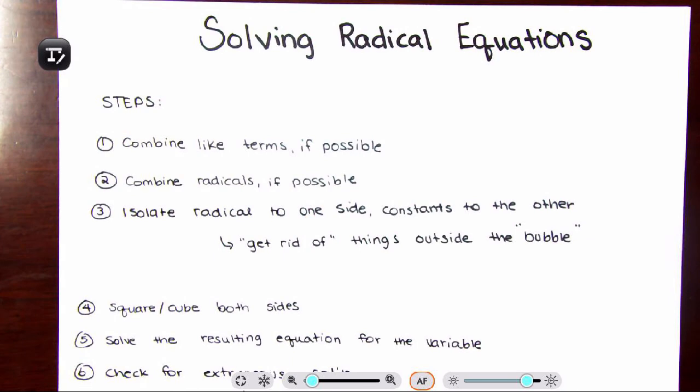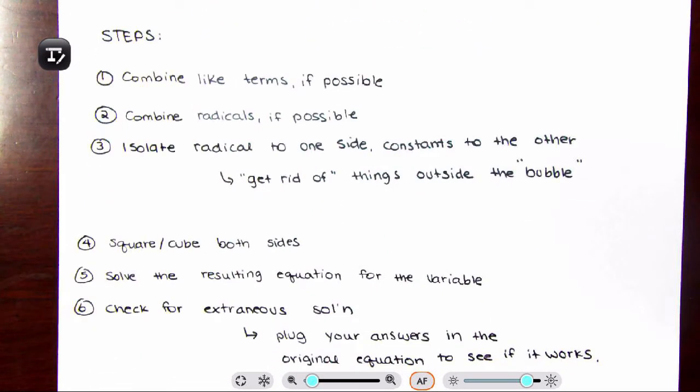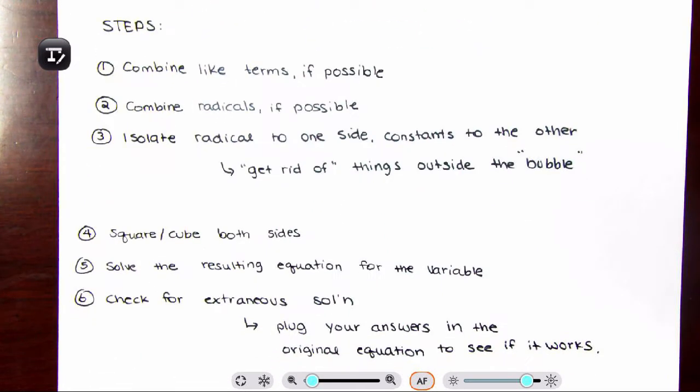So we're going to start off with some steps. Now, these steps, again, as I always say in my videos, are not set in stone. We're going to maybe change them as we do some examples, add to them, remove some stuff. But this is what I've come up with in the beginning. So the first thing you're going to do is combine like terms. So let me back up a little bit.